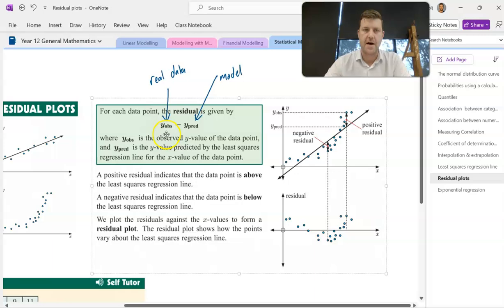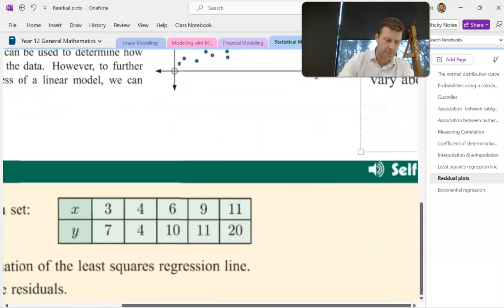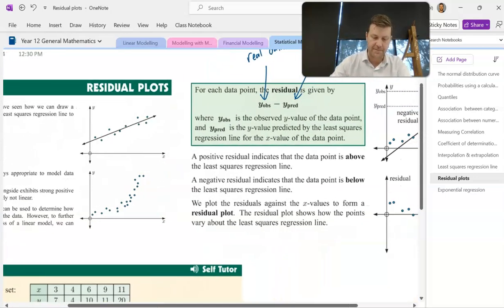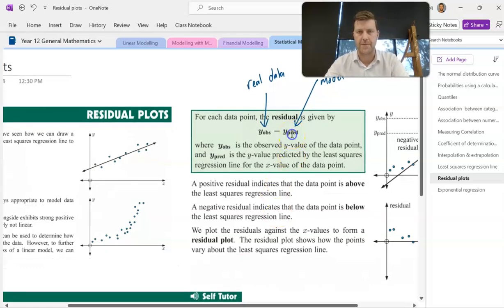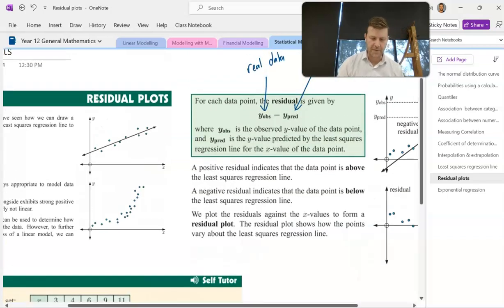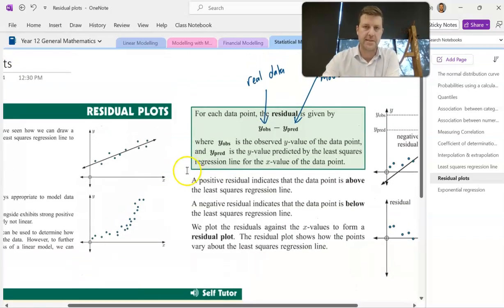Now, the y observed value comes from the real data, okay? So if I was looking at a set of data, which I have here in my example, the observed value here for my first point is 7. However, the predicted value comes from the model. So if I substitute x into the least squares regression line equation, it should give me 7, but won't necessarily always give me 7, okay? So the difference between those two values, in this case the 7 and what the predicted value will be from the equation or the model, is my residual value, okay?